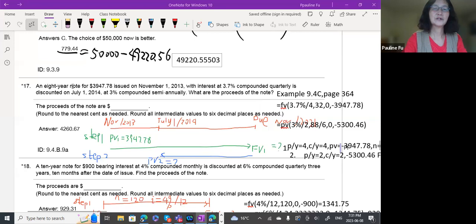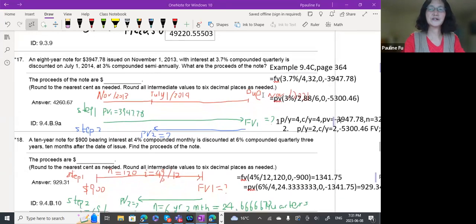An 8-year note for 3,947.78 issued on November 1st, 2013. Look at this diagram. With interest 3.7% compounded quarterly, is discounted on July 1st, 2014, at 3% compounded semi-annually. What are the proceeds of the note? That is the question. Okay.